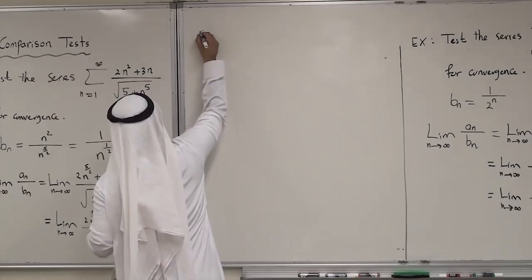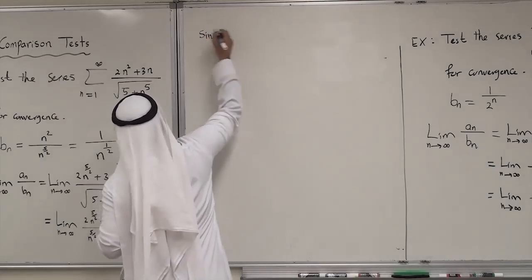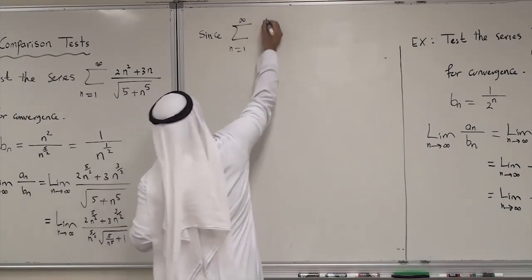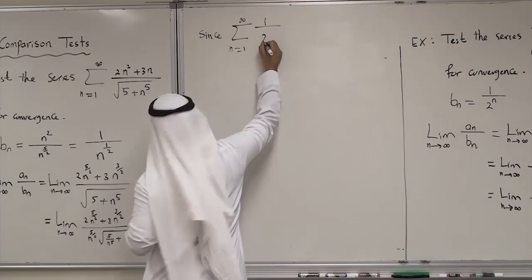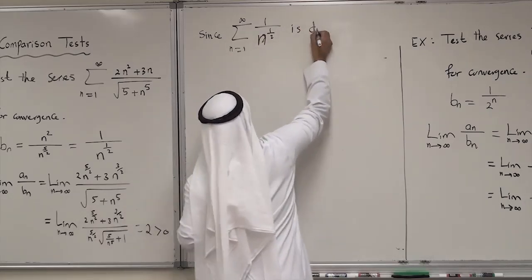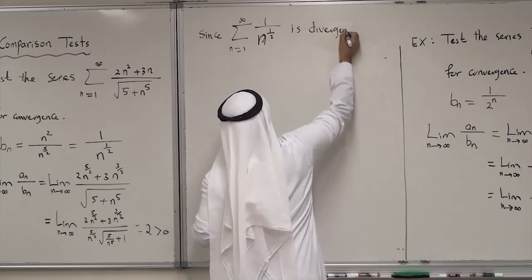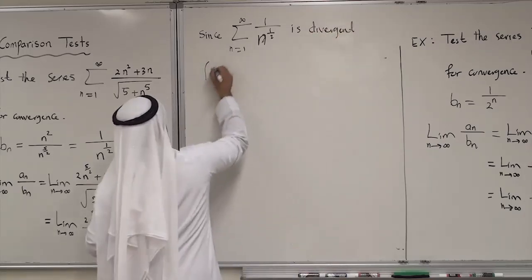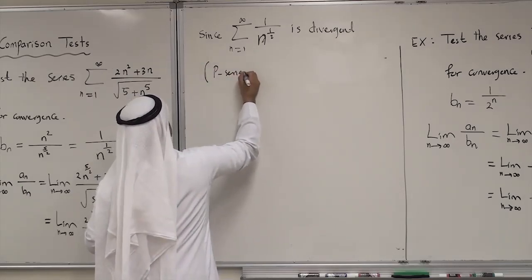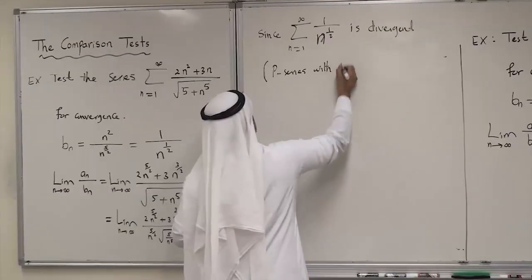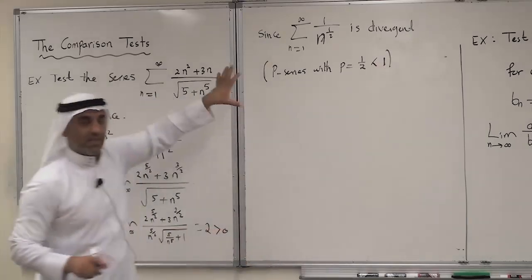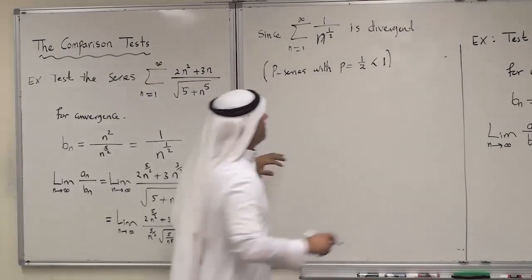Now, since we have the summation of n equal to 1 up to infinity, 1 over n to the power 1/2, this one is divergent. Why is it divergent? This is the justification: it is a P series with P equal to 1/2, that is less than 1. So we know it is a P series with P less than 1, so it is divergent.